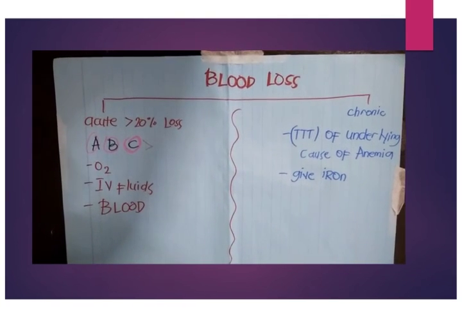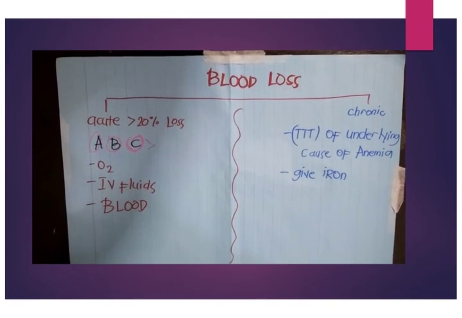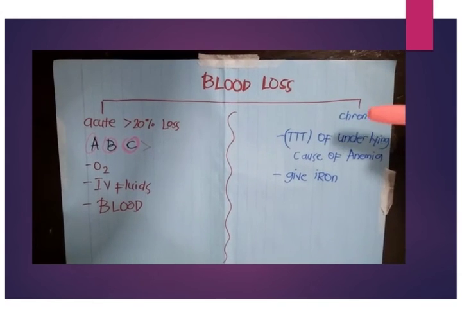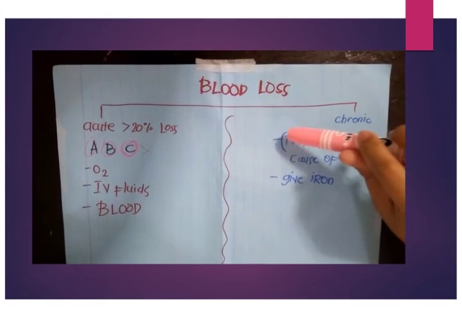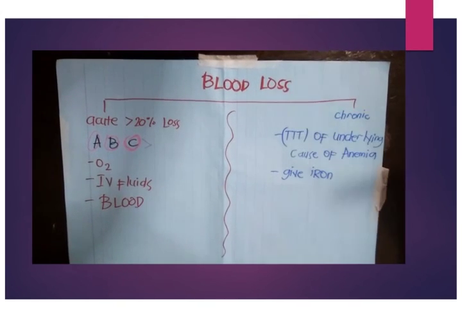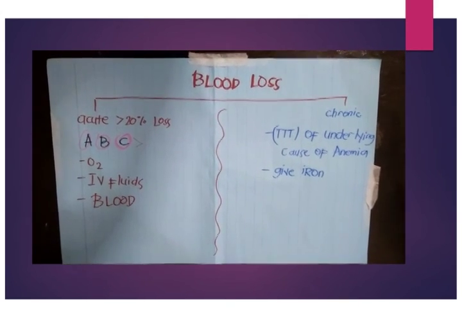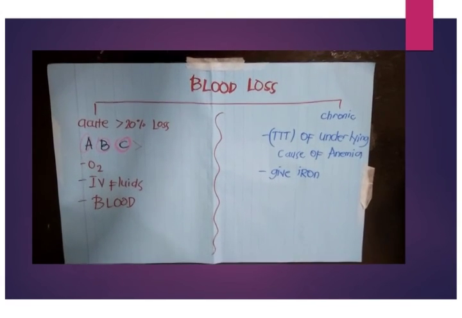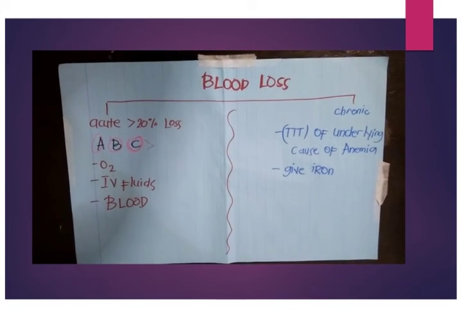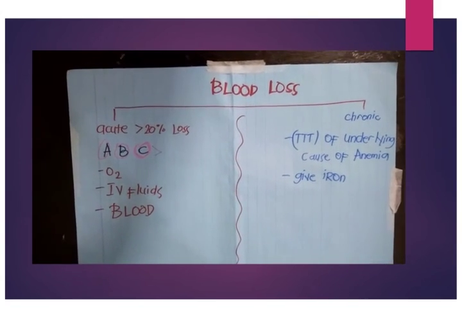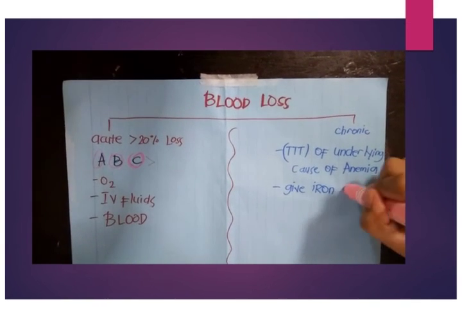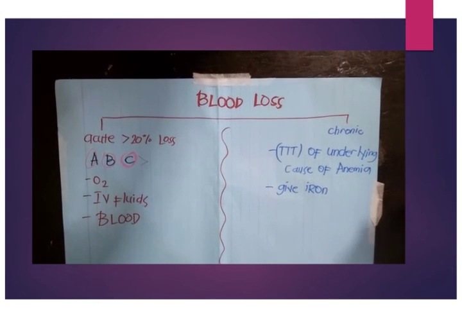We should expect the hematocrit to rise to 30 or above. And how about chronic blood loss? You just follow the TTT, or try to treat the underlying cause. If you have cancer or peptic ulcer disease, no matter what you do, you still have a disease. Try to treat the underlying condition first. You can give iron, of course, because there's IDA.